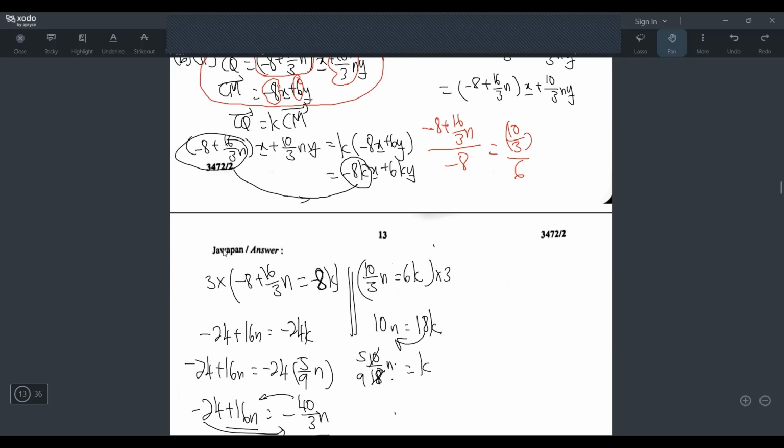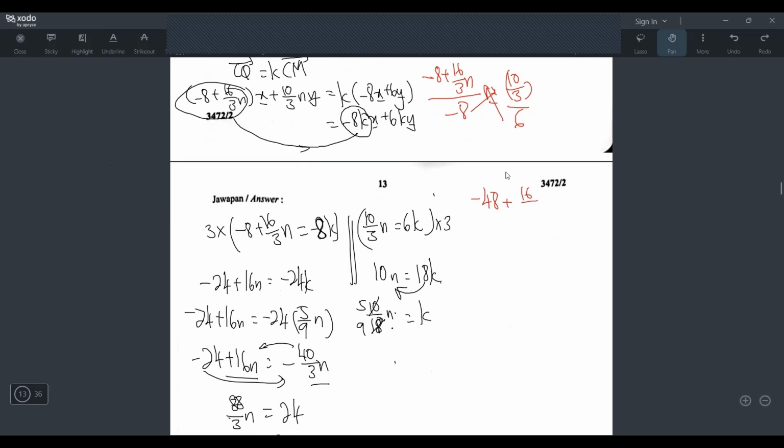Okay, let's try and see whether you get the same answer or not. Okay, how to solve this? Cross multiply. Yeah, cross multiply. So 6 times negative 8, negative 48. And then 6 times 16 over 3, that's going to be 16 over 3 times 6. I use calculator. 16 over 3 times 6. Okay, my calculator gives me 32. So this one is plus 32n. And then equals 10 over 3 times negative 8, which is negative 80 over 3.